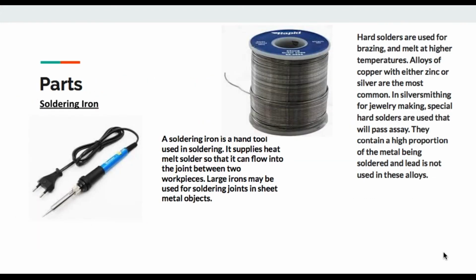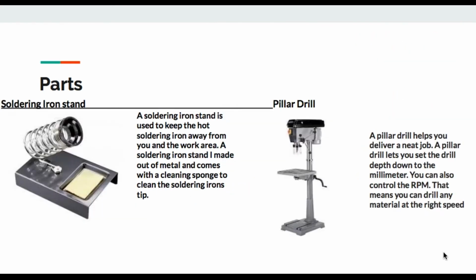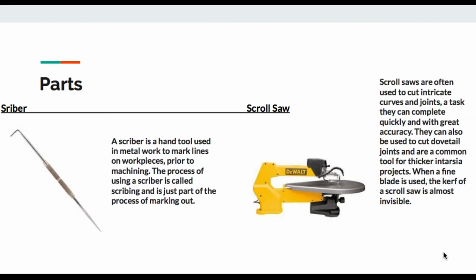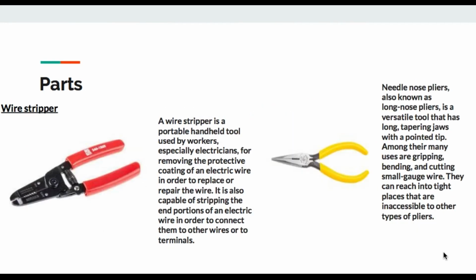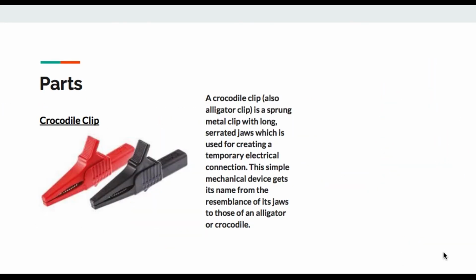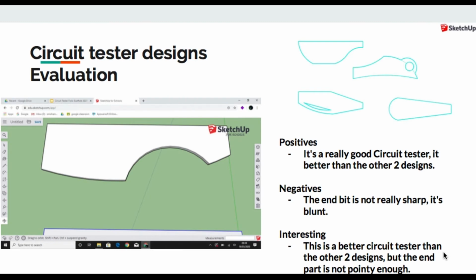Then they had to do a parts list of what tools and equipment and components we will be using to manufacture our circuit tester. So they did a little bit of research into equipment that we will be using, scroll saw, scriber, wire strippers, and they had to write down exactly what these instruments do.